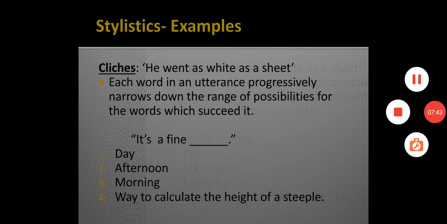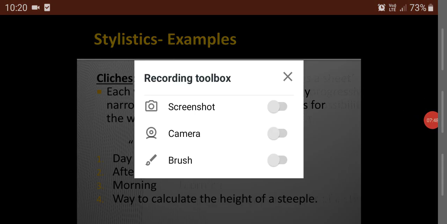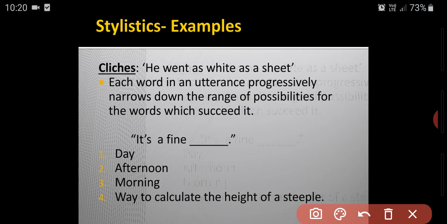I don't have a marker here. Just hold on, let me see. Yeah, I've got a brush. Okay, I can use a brush, I believe.